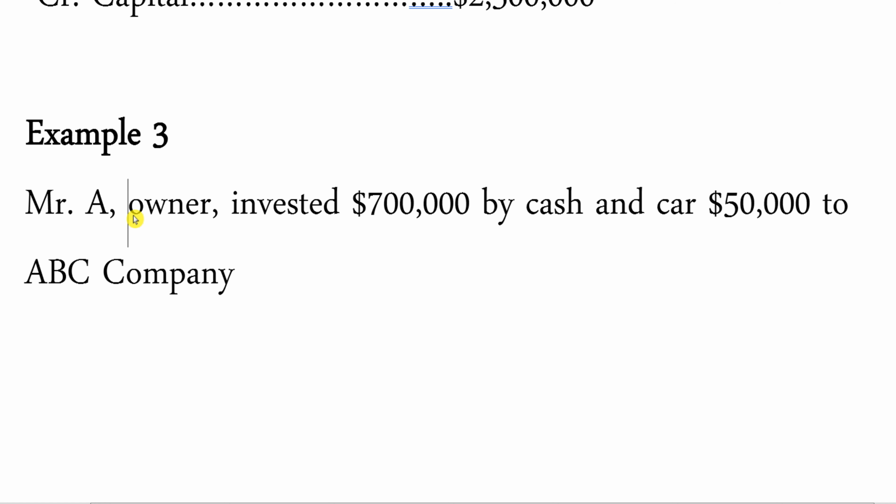Mr. A, the owner, invests 700,000 by cash, and he also invests a car worth 50,000 to ABC company. So how can we record the journal entry? Mr. A, he is the owner, invests in cash and a fixed asset.